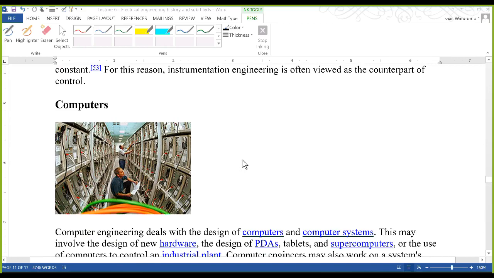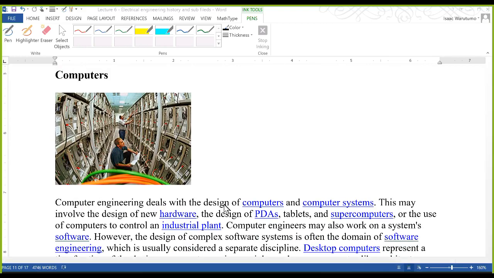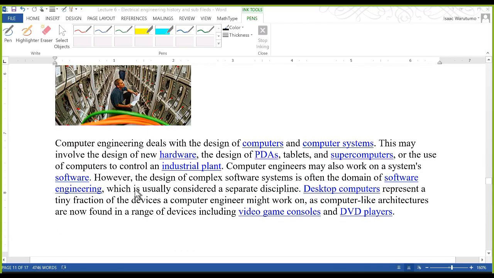The other branch of electrical engineering is computer engineering, which deals with the design of computers and computer systems. So it is a sub-branch of electrical engineering. Initially it was just called electrical engineering, but as computers became part of everyday life, another branch of engineering was born, that of designing computers and computer systems. So the likes of Apple, Huawei, Techno that are concerned with building phones and computers and tablets, they definitely have engineers who are specialized in development of computers and computer systems.